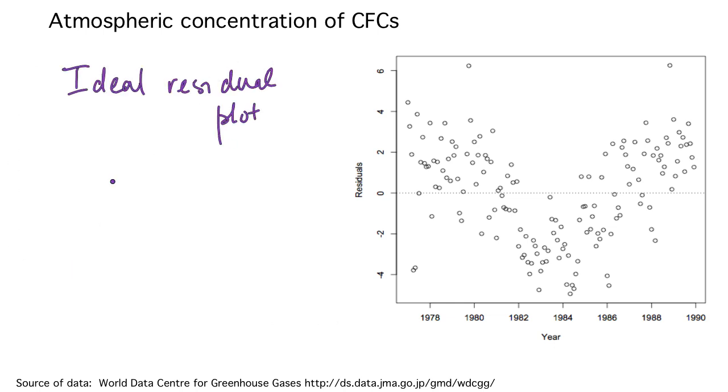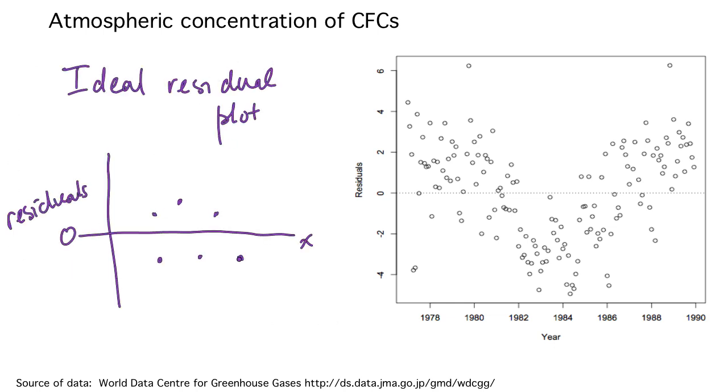If a line is an appropriate model for our data, the residual plot should just look like random scatter about 0, which is not the case here. We see the systematic pattern.